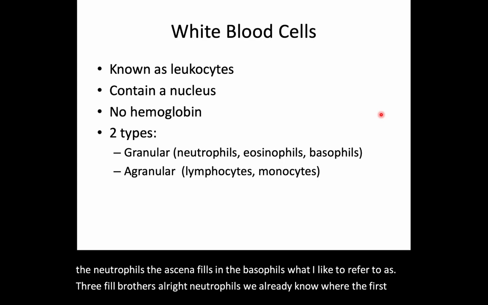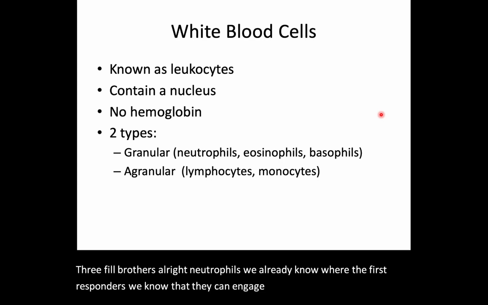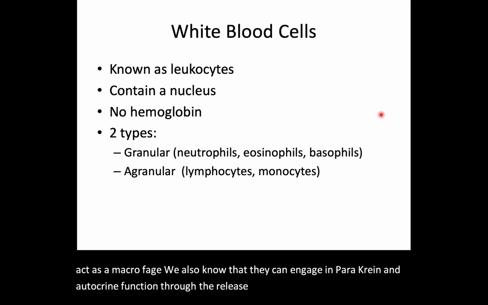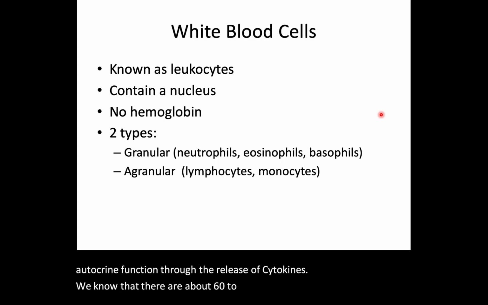We know that they can engage in phagocytosis, so they really act as a macrophage. We also know that they can engage in paracrine and autocrine function through the release of cytokines. We know that they're about 60 to 70% of the overall white blood cell count or percentage.